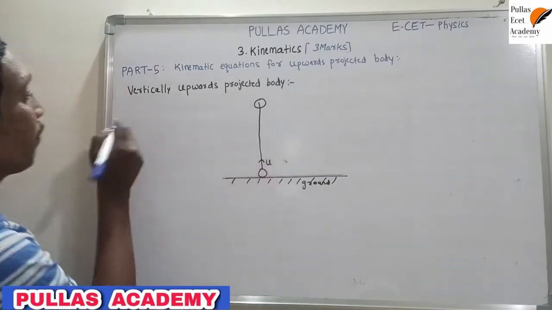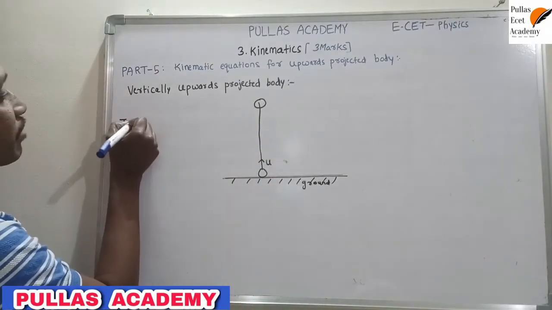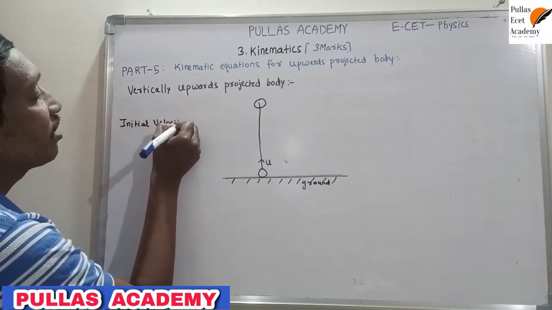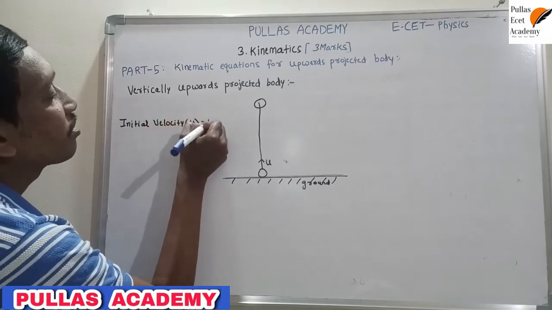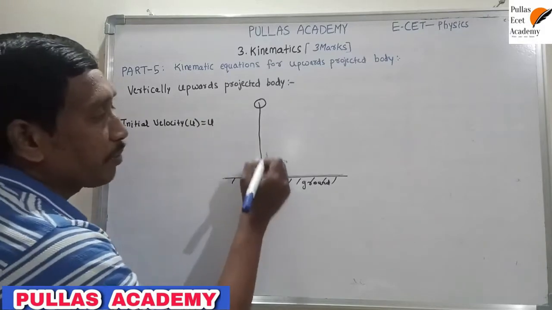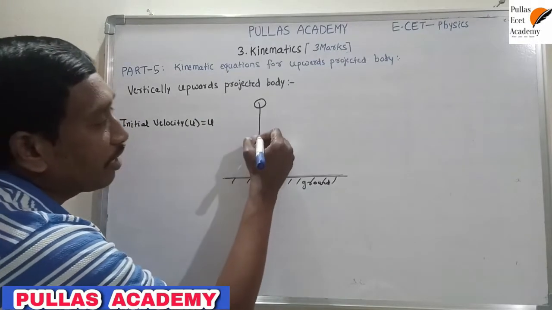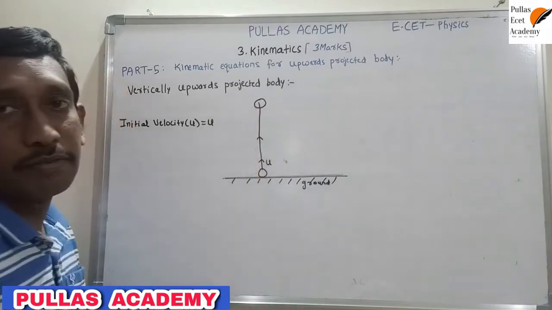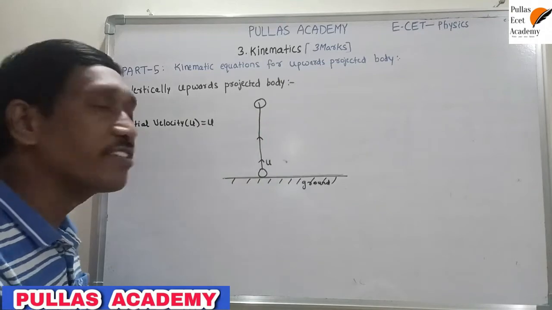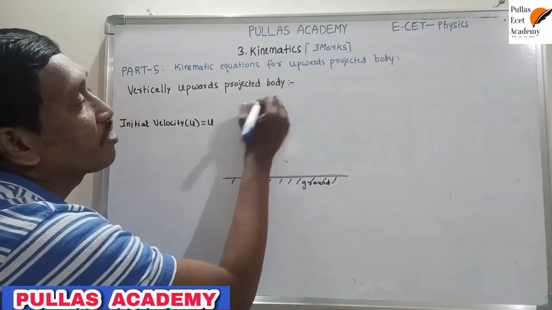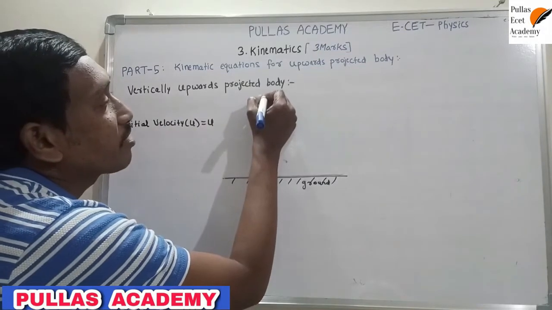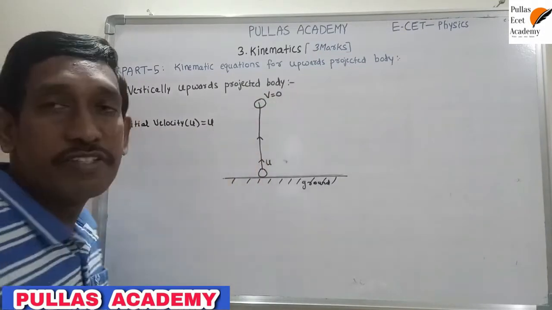So one of the parameters is the initial velocity, denoted by u. Next, listen carefully. When you project this body and it moves along the vertical straight line upwards, its velocity decreases. Why is it decreasing? For example, when it reaches the maximum height, its velocity is 0.